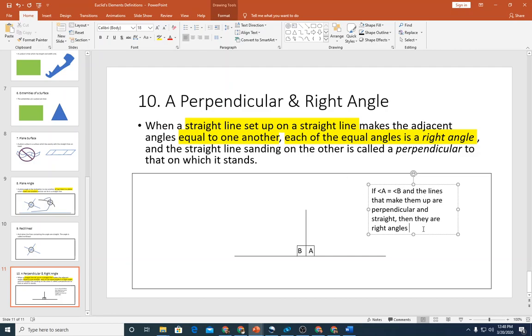Right? Does that make sense to everybody? I hope it does, because that is our last one for today. I'm going to leave that on there. So, if angle A is equal to angle B, and the lines that make them up are perpendicular and straight, then they are right angles. A and B are right angles. And that's all we got. Perpendicular and right angle have now both been defined.